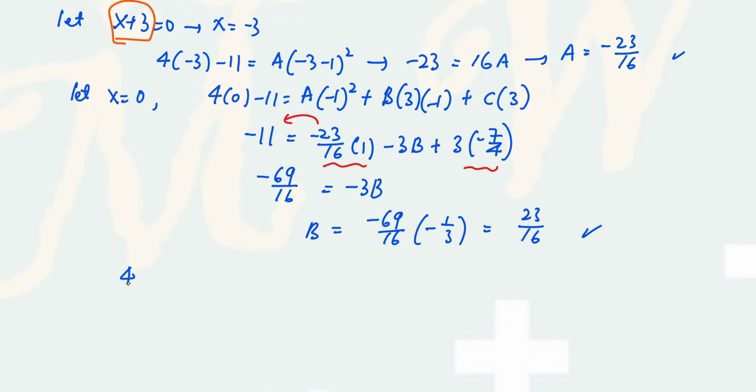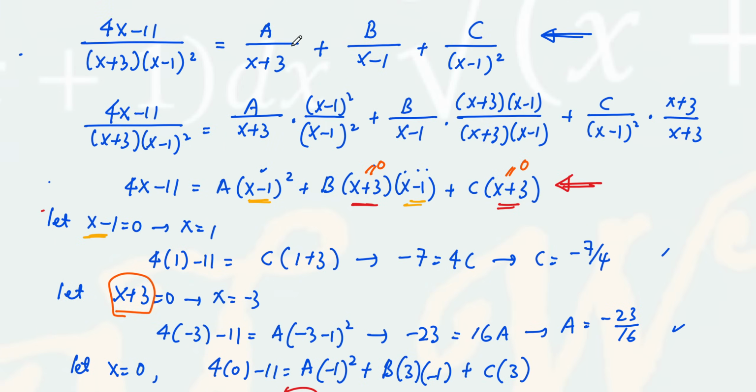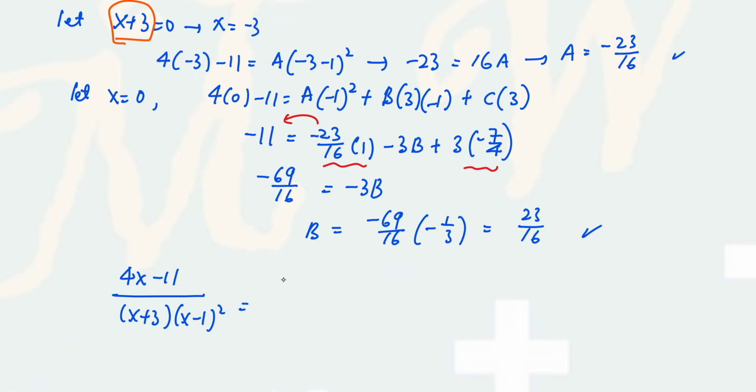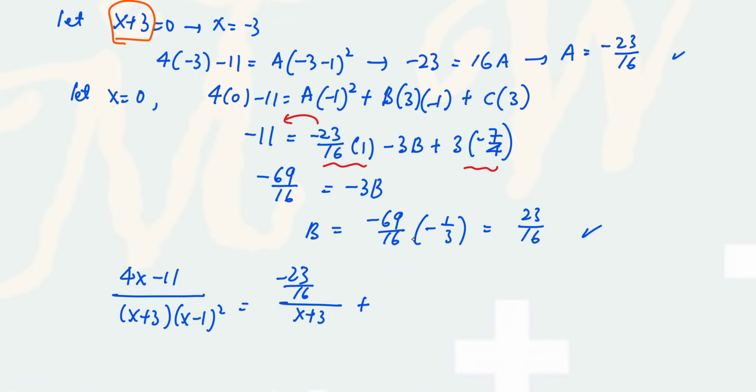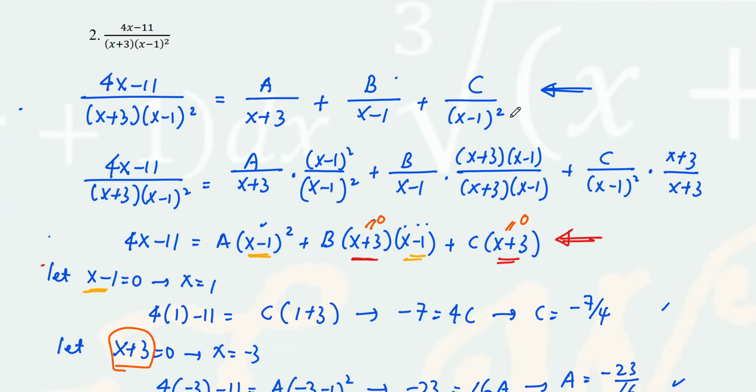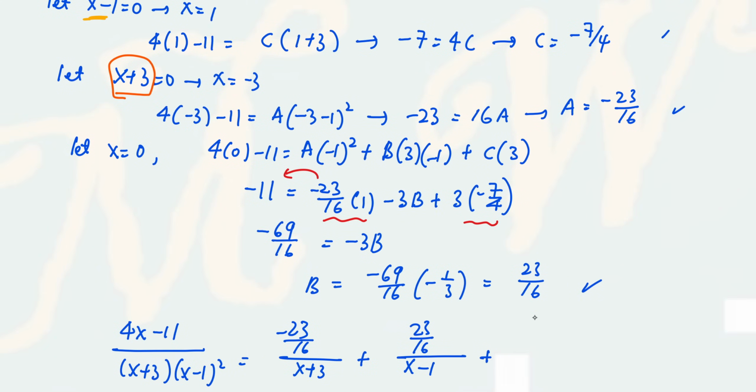Then I will be getting 4x minus 11 over x plus 3, x minus 1 squared. That is going to be a over x plus 3. So my a is negative 23 over 16 divided by x plus 3, plus b over x minus 1. So b is positive 23 over 16 over x minus 1, plus c over x minus 1 squared. So the c is negative 7 over 4.